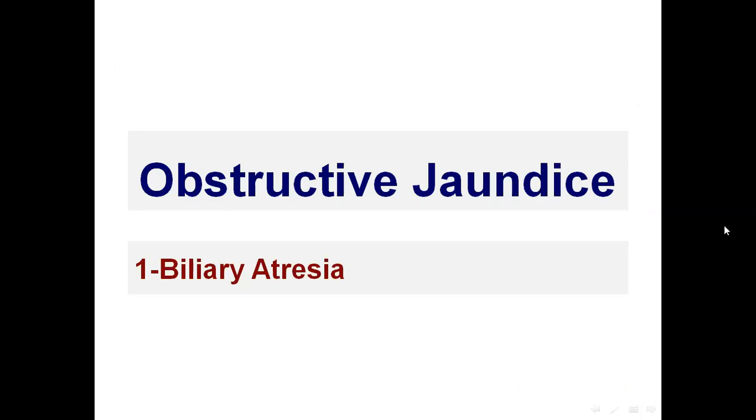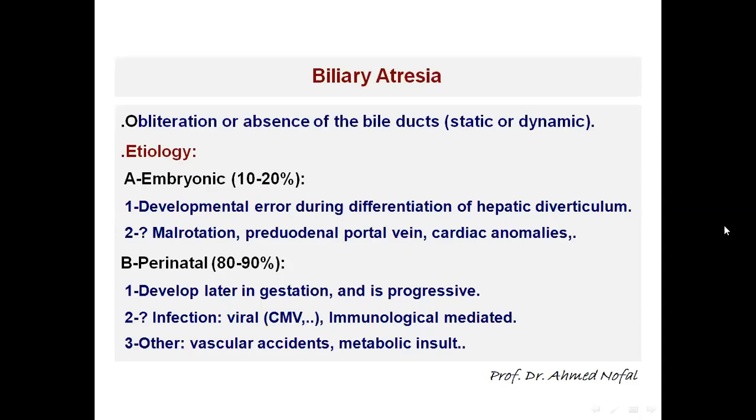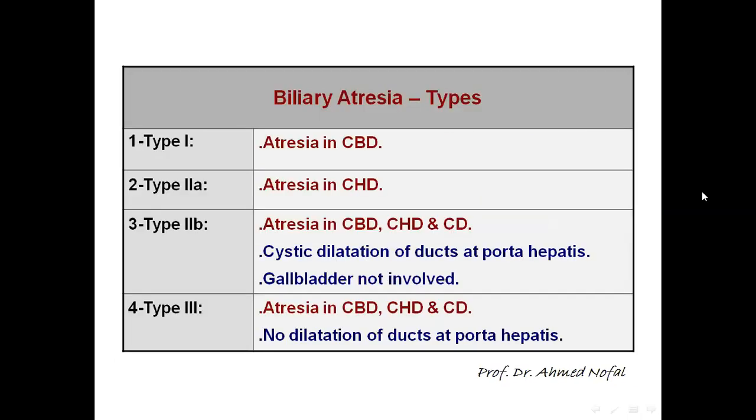Now we will talk about obstructive jaundice. The first is biliary atresia. Biliary atresia is obliteration or absence of the bile ducts. There are two types: embryonic, which occurs during differentiation of the hepatic diverticulum, and prenatal, which develops later in gestation, and it is progressive.